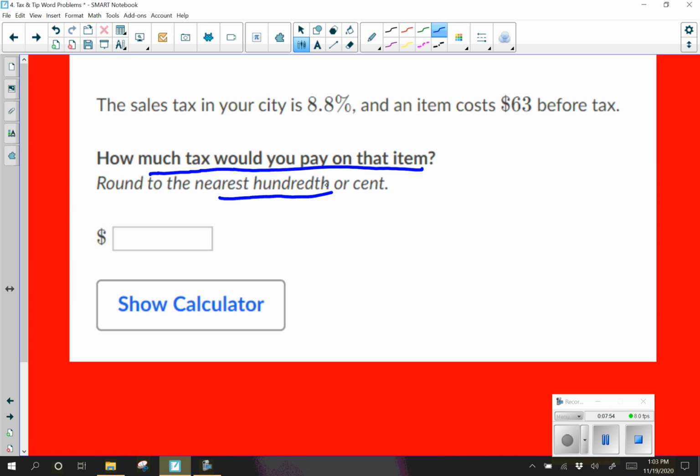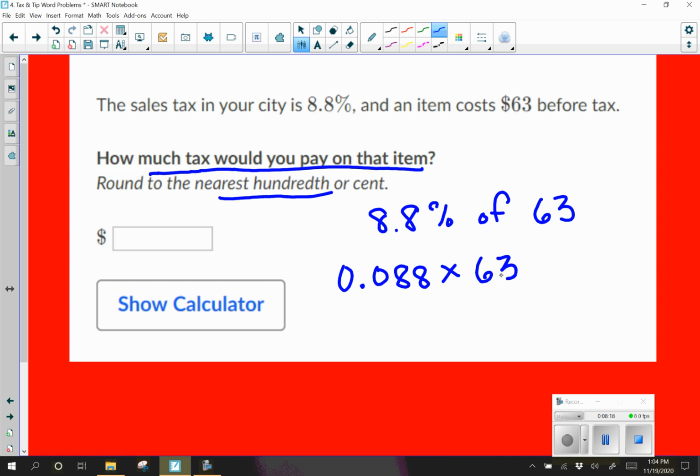So our tax is 8.8% and the item is $63. So we want to know what 8.8% of $63 is. So I'm going to start with my decimal method. I'm going to scoop 2 places to the left, which is going to leave me with 0.088. Of means multiplication, so we're going to multiply that by 63. So on your calculators, we're going to type in 0.088 times 63, and that gives me 5.544, which we just said money gets rounded to the hundredths place, so that 4 is in my hundredths place.